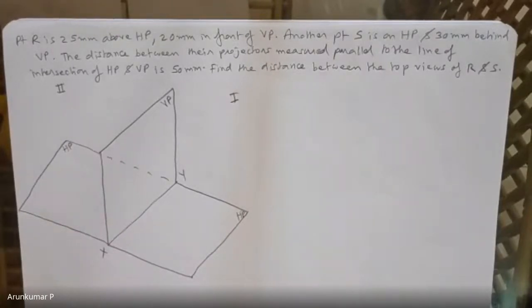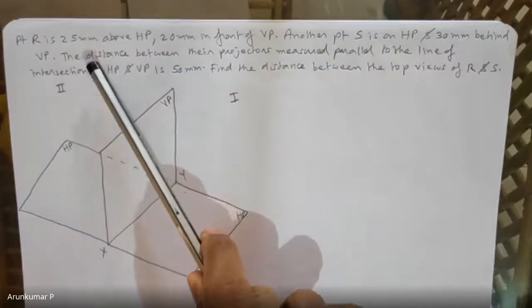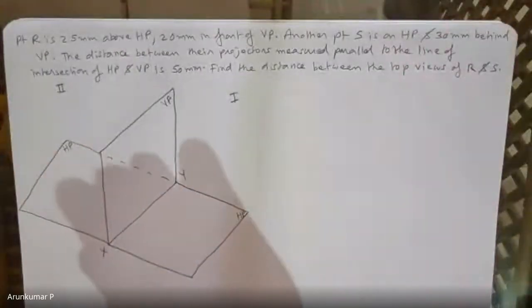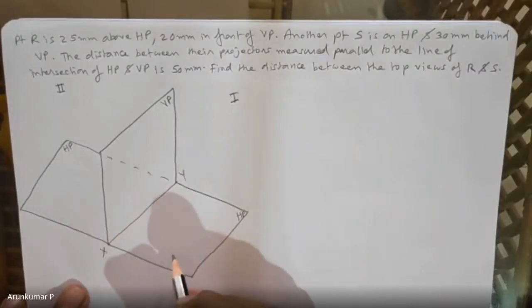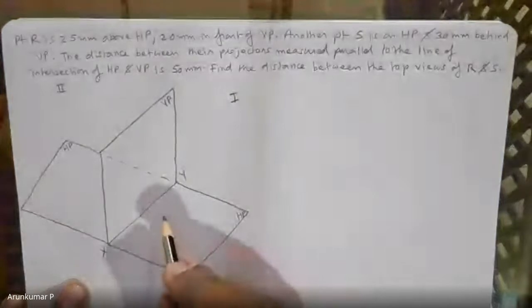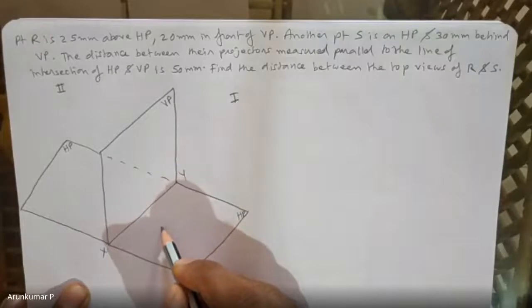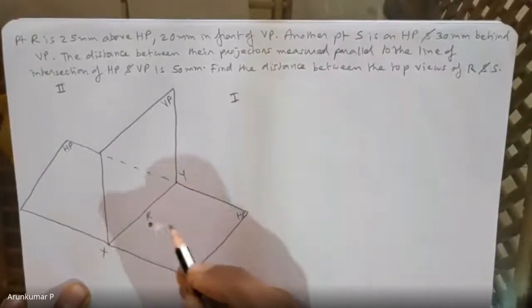Let's see. Okay. So first and second quadrant. Now, point R is 25 mm above and 20 mm in front. So I'll draw the point R first. So let me draw the point R somewhere here. 25 mm above and 20 mm in front, somewhere here. This is the point R.